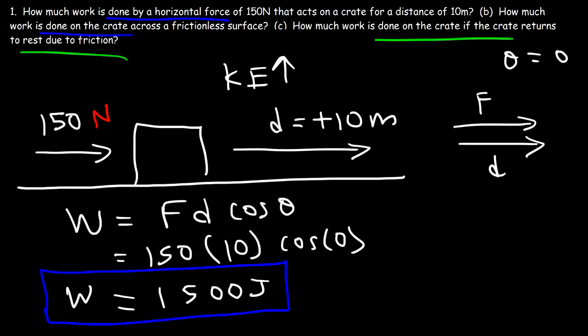In this case, the net work is zero, because initially you increased the speed, but if its speed returned back to zero, its kinetic energy is zero. So there was no change in kinetic energy. So for part C, the work done on the crate is going to be zero. And let me explain why.